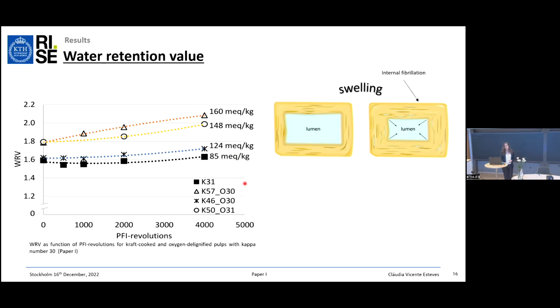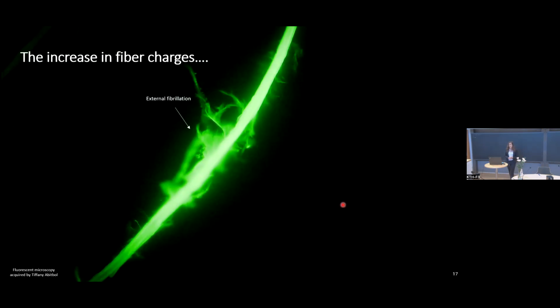And the picture here intends to illustrate what is happening inside the fiber. So you will have a swelling of the fiber inwards through the lumen. And this external part here is the fiber cell wall that will increase, that will take more water, and this is also called internal fibrillation. That is provoked by the fiber charges and also by the mechanical treatment that we do with the refining. If we try to look inside the fibers, this is how it looks like. So the lamellae start to separate more and more, and that's why you get a higher increase, and also the fibers get more flexible. And this is how a real fiber looks like.